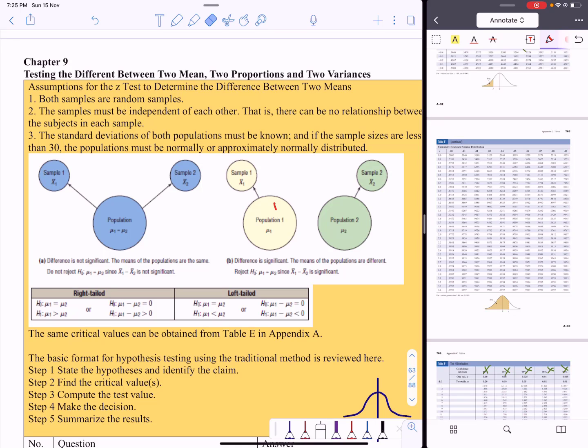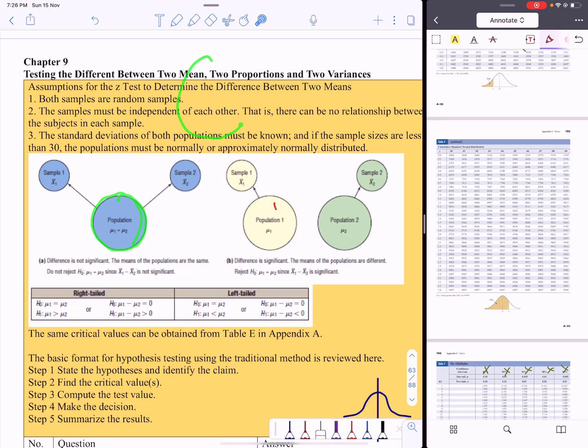Chapter 9, testing the difference between two means, two proportions, two variances. For two means, we will use the Z test or the T test. For two proportions, we use the proportion test. And for variance, it is more on the chi-square test.